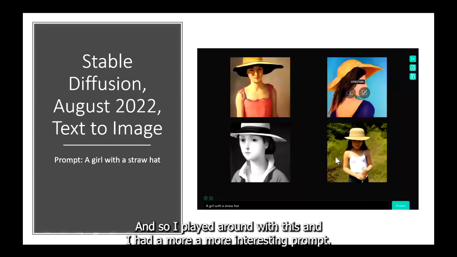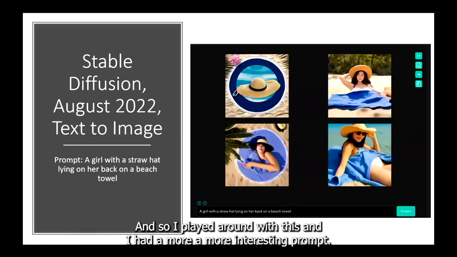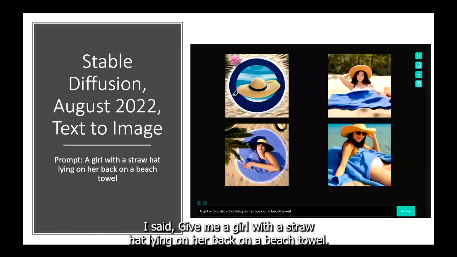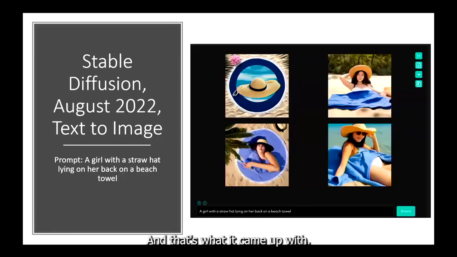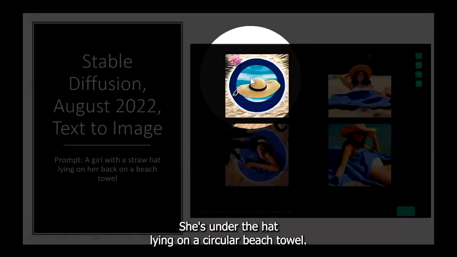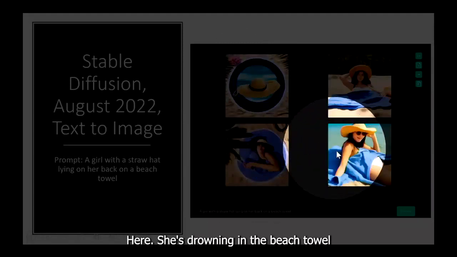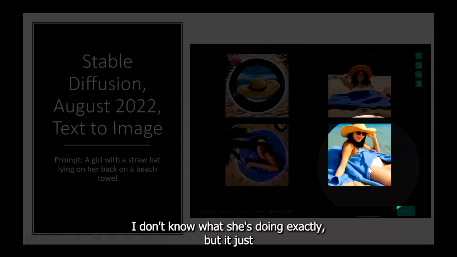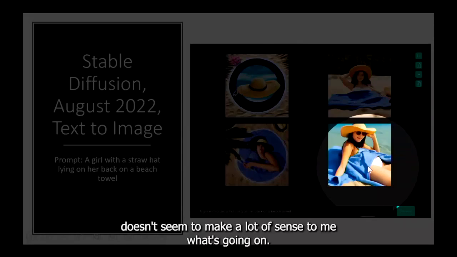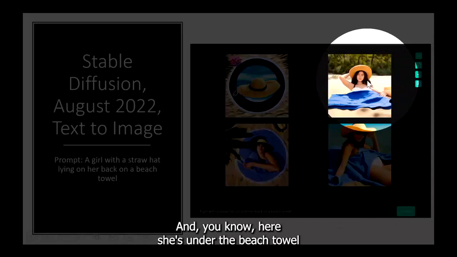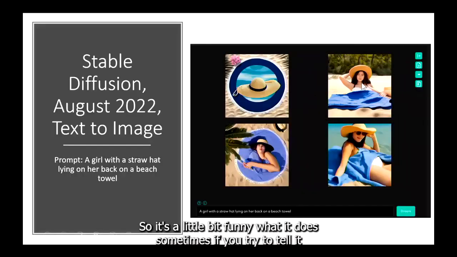And so I played around with this, and I had a more interesting prompt. I said, give me a girl with a straw hat lying on her back on a beach towel. And that's what it came up with. So here, the girl's very small. She's under the hat, lying on a circular beach towel. Here she's drowning in the beach towel. Here, I don't know what she's doing exactly, but it just doesn't seem to make a lot of sense to me what's going on. You know, here she's under the beach towel rather than on top of it, but it looks fairly realistic. So it's a little bit funny what it does sometimes.